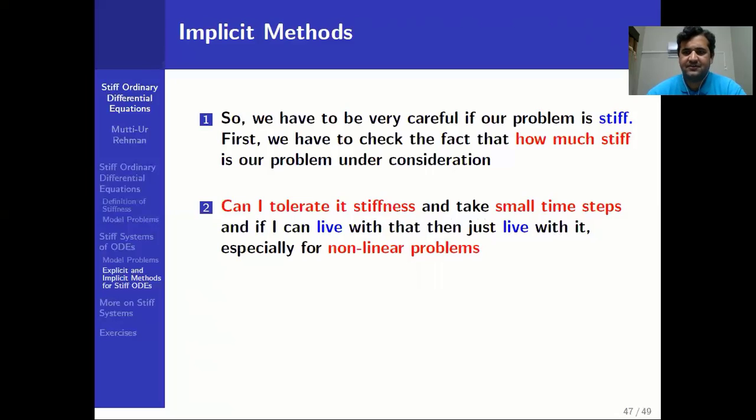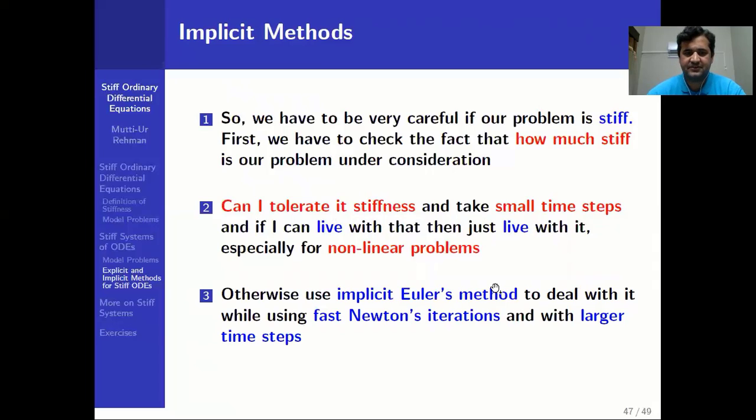Otherwise, you have to do all this kind of analysis actually. Otherwise you have to use the implicit Euler methods, and that involves basically the computation of the fast Newton iterations at each and every step.